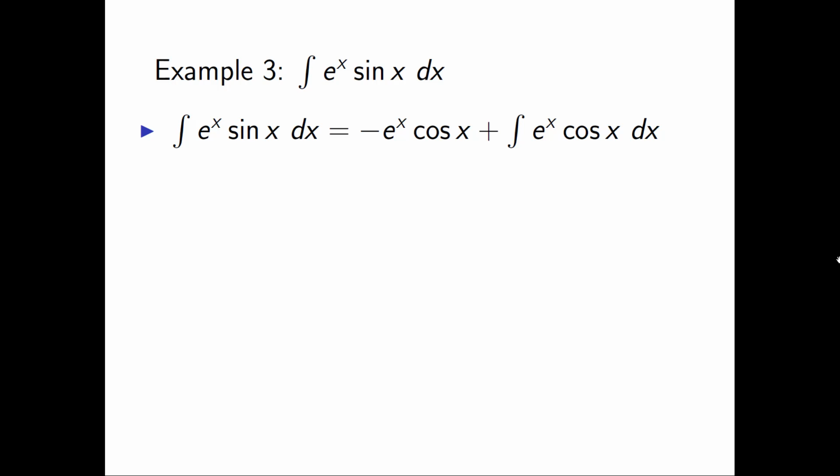Okay, well that doesn't feel like we've made a lot of progress. Okay, the e to the x cosine x is much better than we started with. However, we'll stay with it. We'll apply integration by parts again.